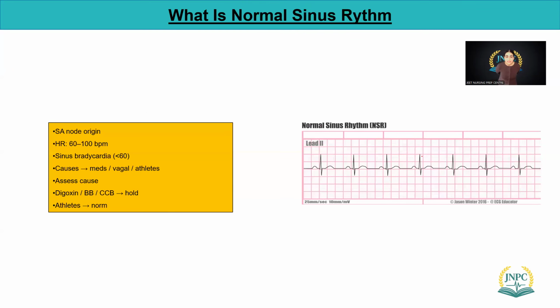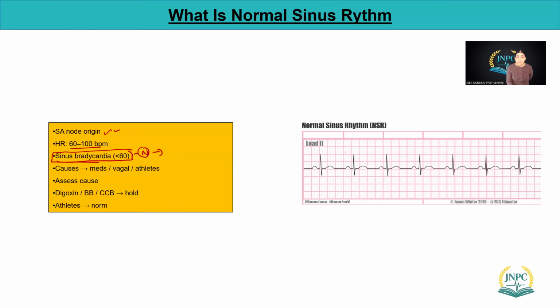So now let's talk about normal sinus rhythm. We'll do normal sinus rhythm, sinus bradycardia, tachycardia, and then we will talk about atria-related dysrhythmia and then ventricle-related dysrhythmia. So this is normal sinus rhythm. We already know this: it always follows SA, AV, and then all that electrical conduction. The SA node is the origin. Normal heart rate is 60 to 100. And there could be sinus bradycardia, which can sometimes be normal.